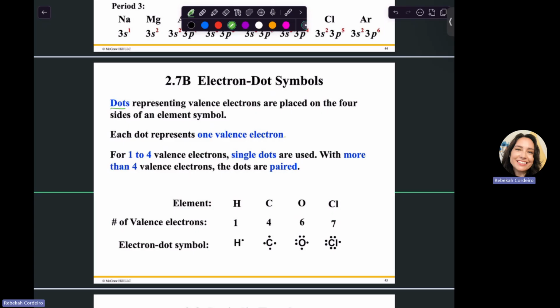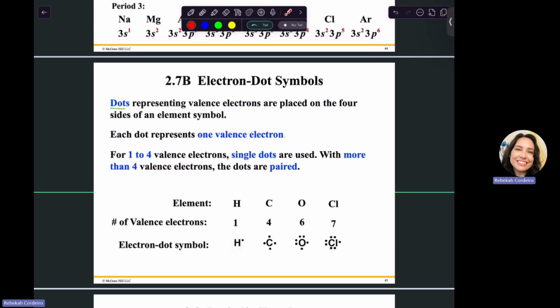So we're not talking about all the electrons in the atom. We're talking about only the valence. Each dot represents 1 electron. We have single dots that we use first, and then we pair them up. If we have hydrogen, for example, it has one valence, so we put one dot, and you can really put that dot anywhere. You can put it on the top, the left, the bottom. It doesn't matter. Just think about the element symbol as being a box, and you're going to put a dot on one of the sides.